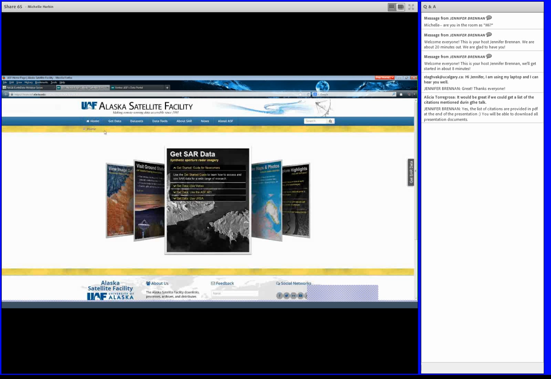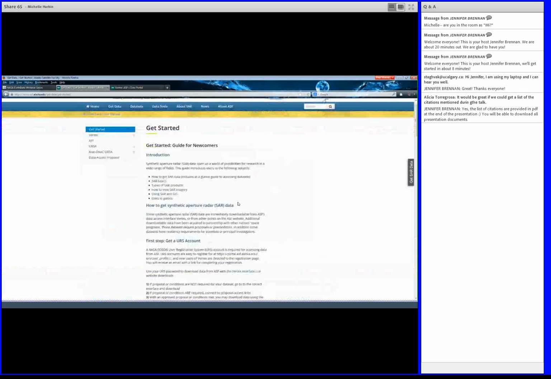All right, so this is the ASF homepage. And if you're new to our website and radar, a great place to start is this Get Started guide, on this very front card, Get Started Data. In the guide is a helpful table that lists the different data sets and where you can download them. We have two main locations for accessing radar data from ASF, either the ASF website or our search interface Vertex, which I will demonstrate shortly.